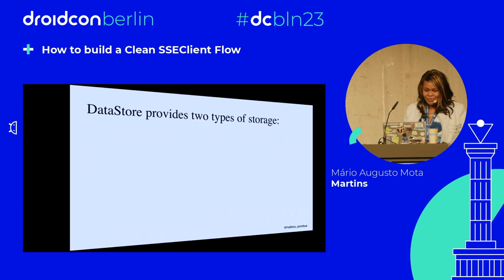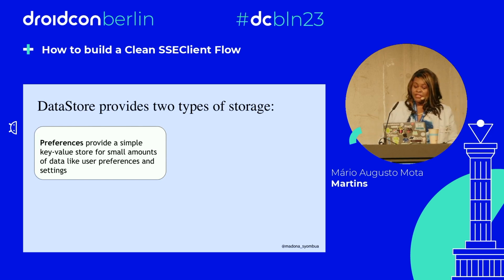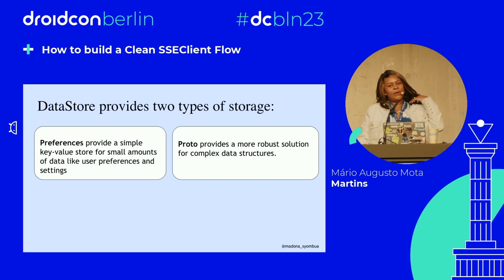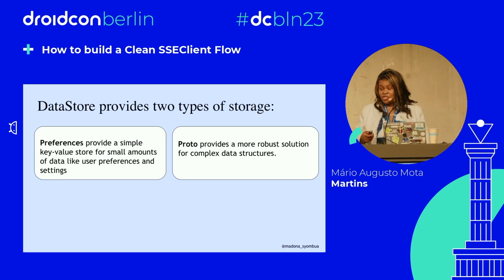Now, as you can see here, Datastore provides 2 types of storage. Preferences, which provides a simple key-value store for small amounts of data, like user preferences and settings. And then also Proto. I wanted to ask this question before I continued: by show of hands, how many of us here have heard about Proto? Oh, pretty cool. Proto provides a more robust solution for complex data structures.